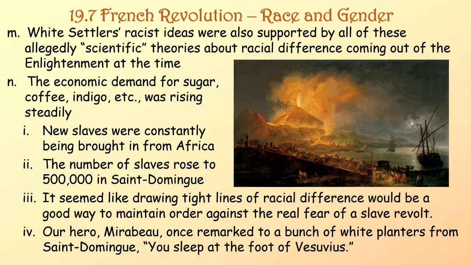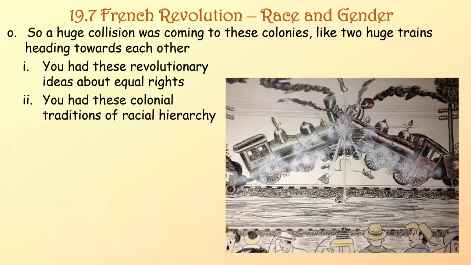And the economic demand for sugar, coffee, indigo, etc. was rising steadily. New slaves were constantly being brought in from Africa. The number of slaves rose to 500,000 in Saint-Domingue. And it seemed like drawing tight lines of racial difference would be a good way to maintain order against the real fear of a slave revolt. Our hero, Mirabeau, once remarked to a bunch of white planters from Saint-Domingue, "You sleep at the foot of Vesuvius."